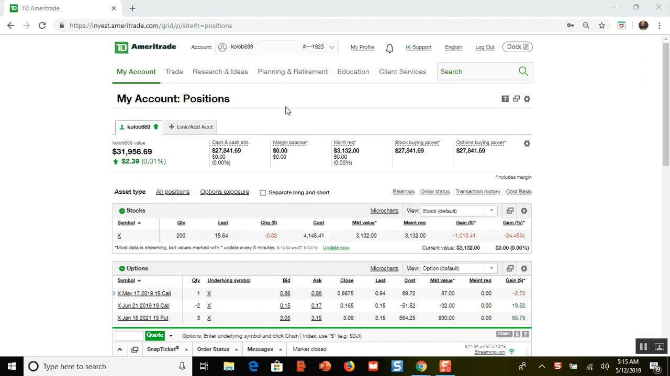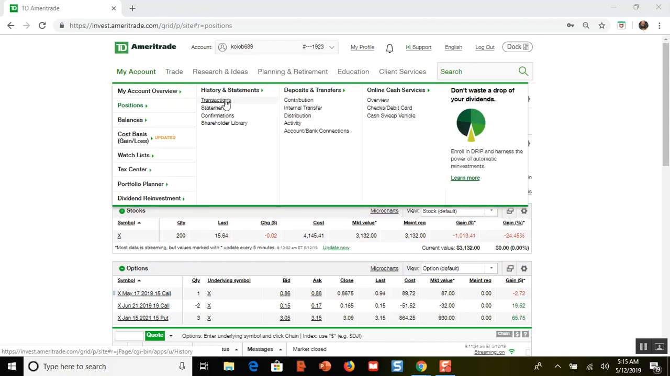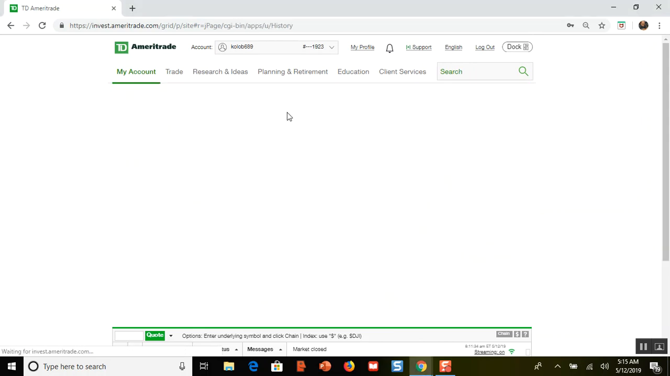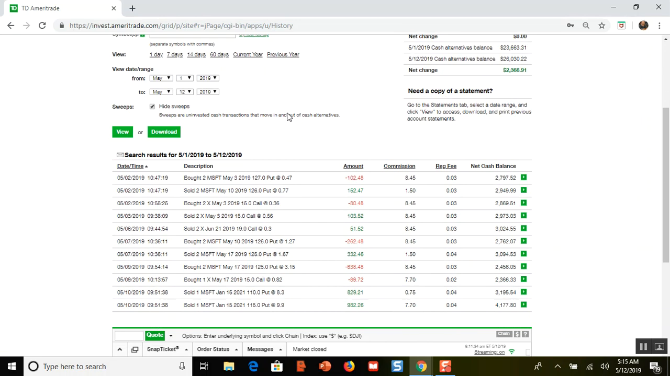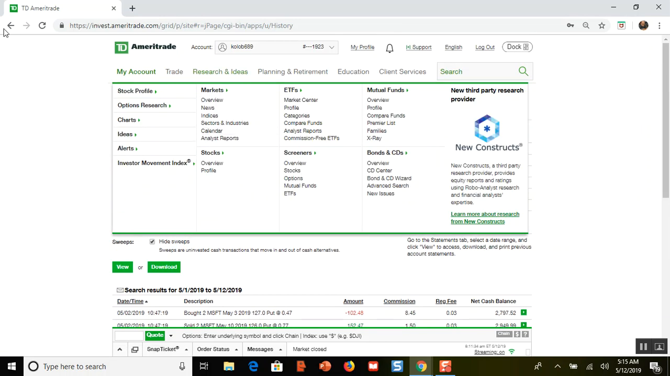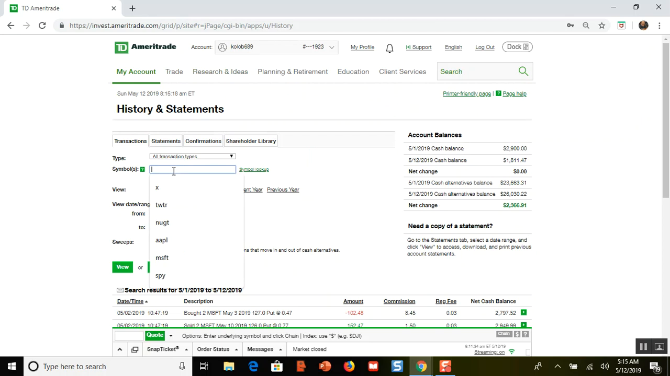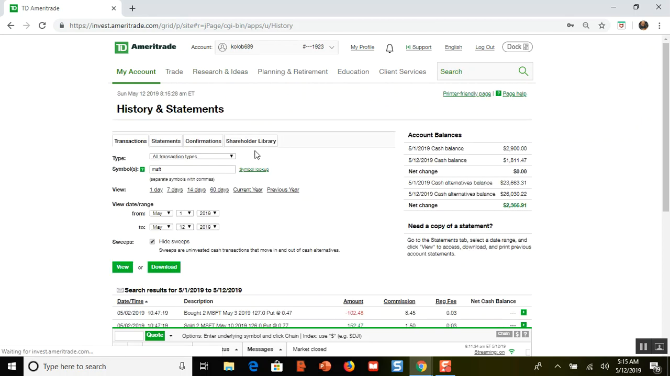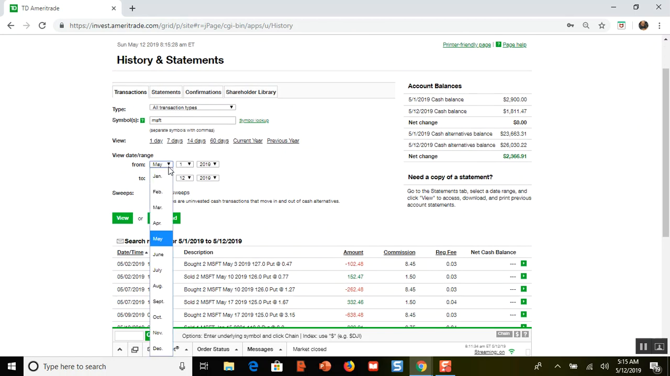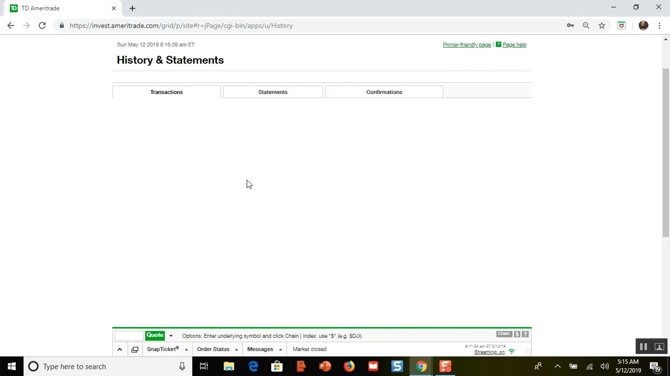So I closed out my option spread with Microsoft, and let's go to the transactions here and put in Microsoft like this so that you can see all of the fun that I've had the last few months. And let's go to February and see how long this takes to load up here.